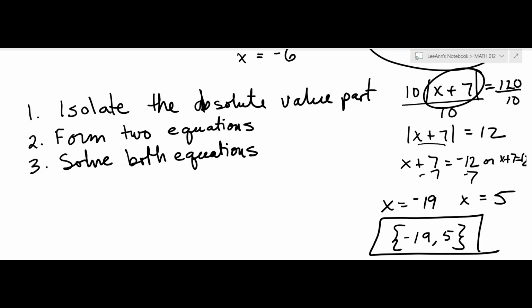Now you might be thinking, oh, am I always going to get two answers? Not always. You could have something like the absolute value of x plus 8 equals 0. See, and then when you go to make two equations, they're going to be the same equation, because 0 is 0. You don't have a positive 0 and a negative 0. So in that case, you're only going to get one answer, but that's kind of the exception. All right.